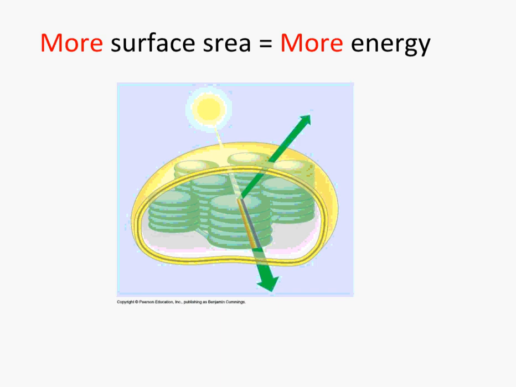And just a note too, the chloroplast has lots of thylakoids, lots of surface area. This is happening all over the chloroplast. There are lots of chloroplasts in a plant cell. And so this is happening a lot. I'm going to just be showing you one snapshot of this, but know that this is happening all over the plant cell.